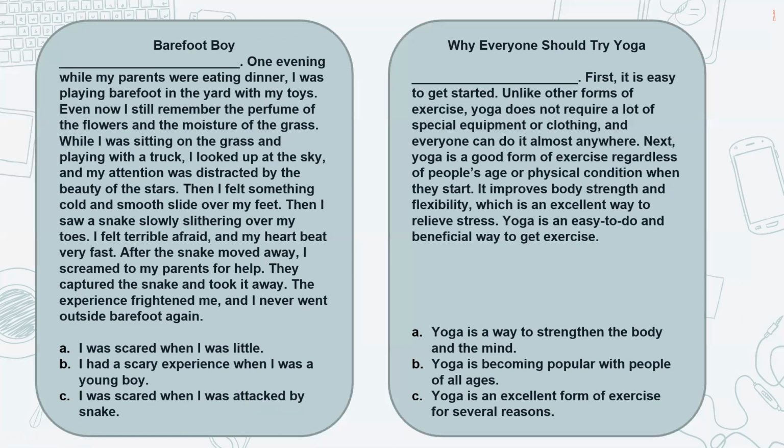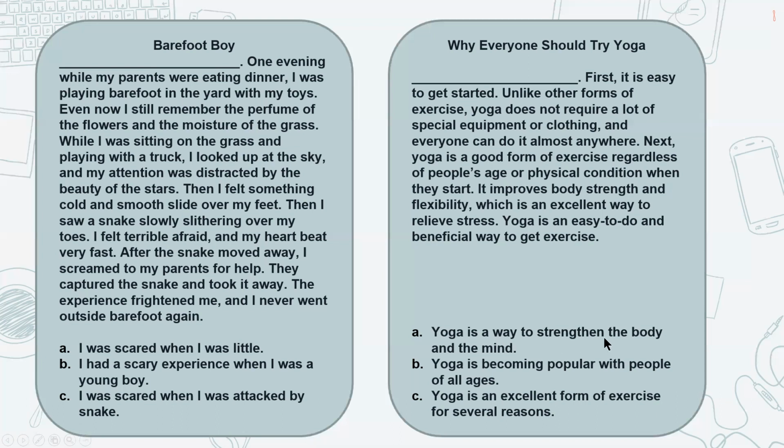The second paragraph, Why everyone should try yoga. Of course, the topic sentence is missing, but if you read the paragraph, it says first, it's easy to get started, unlike other forms of exercise. So I'm actually listing the benefits of yoga as an exercise. So first, this is a reason. Next, yoga is a good form of exercise regardless of people's age or physical condition. So I'm listing the reasons. Now let's take a look at the topic sentences.